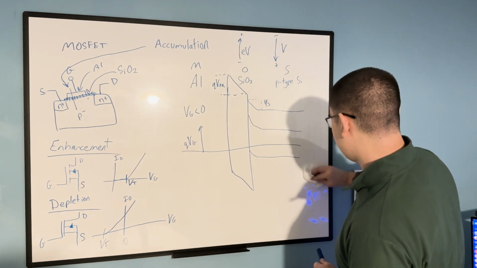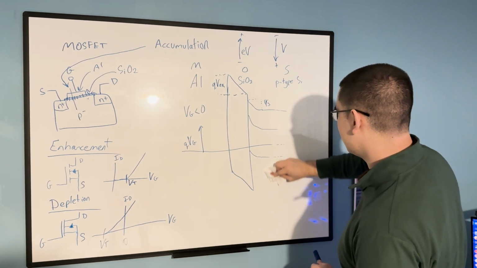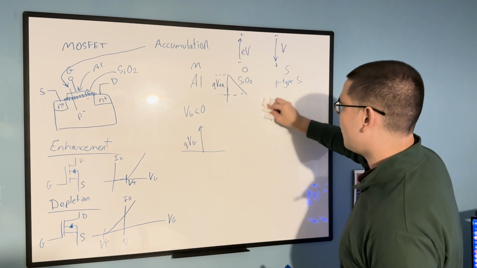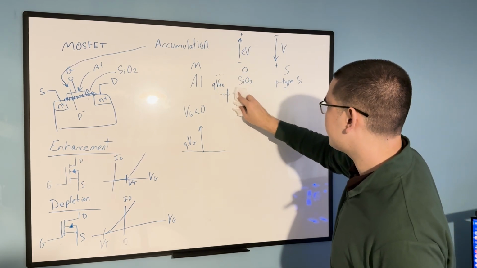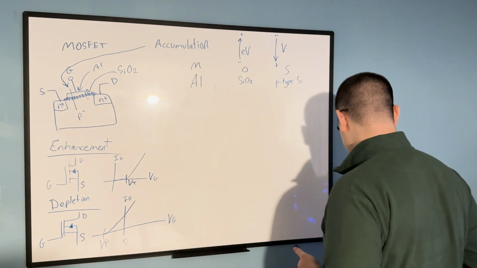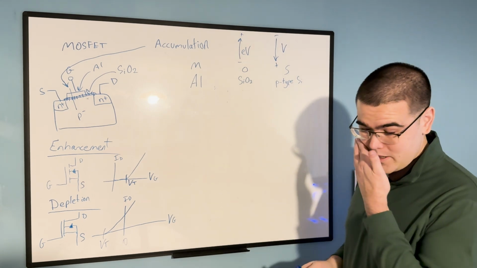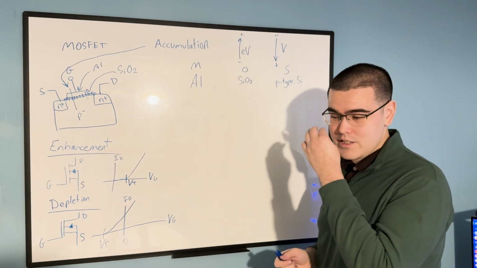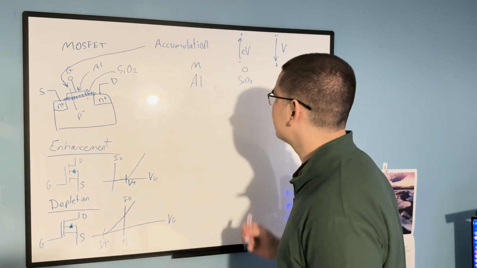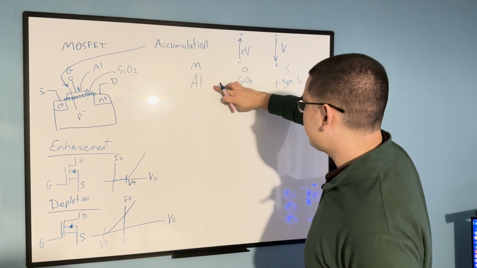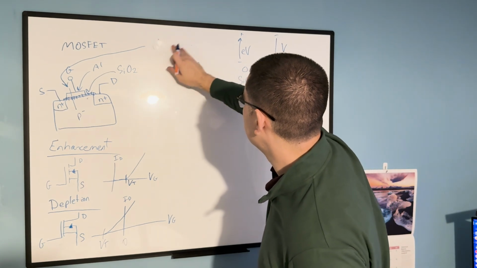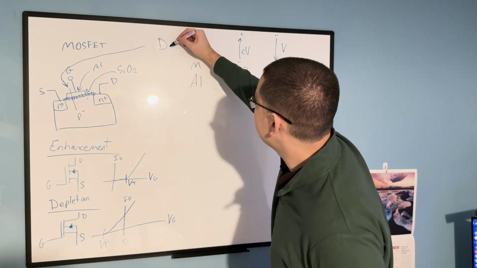So by depletion, what that means is that I've depleted the interface of all mobile carriers, so that there are no holes. Well, there are holes and electrons, but it's intrinsic at the interface, so that it can't really conduct. Depletion.